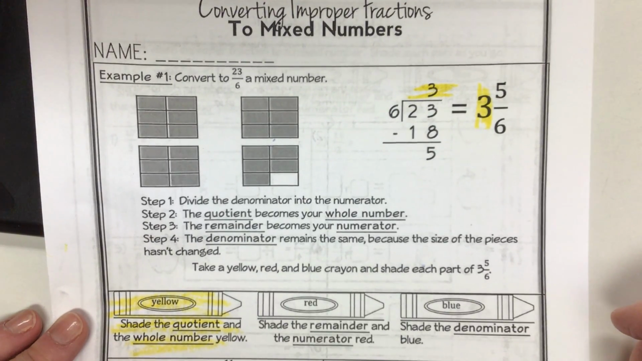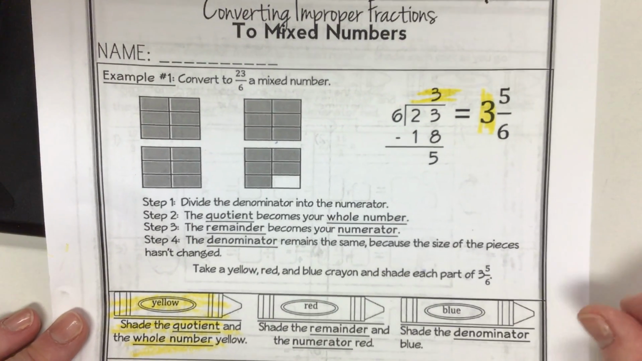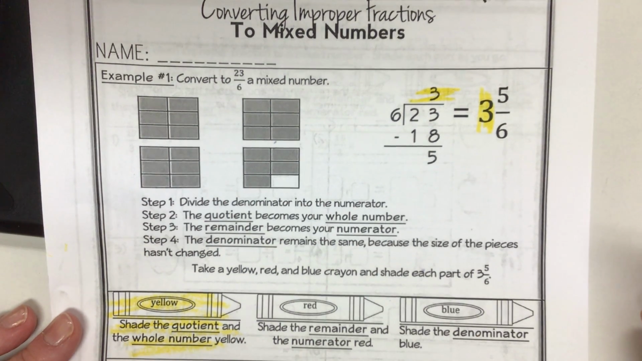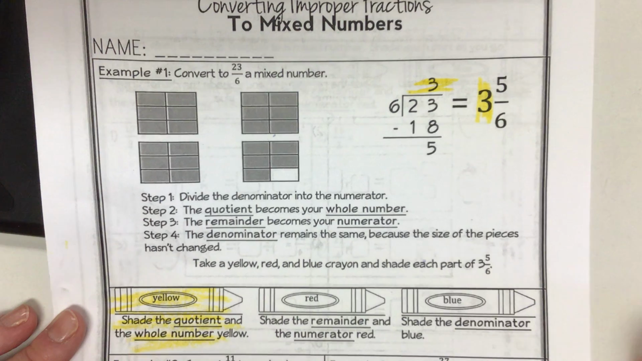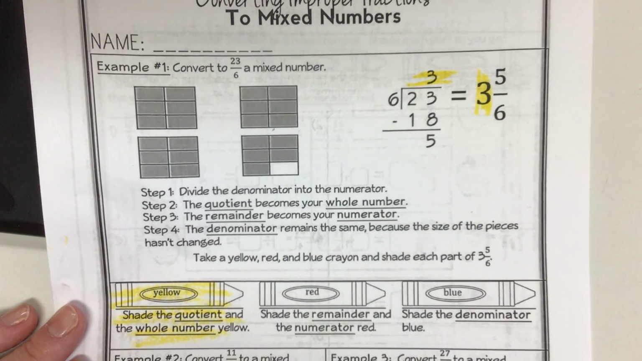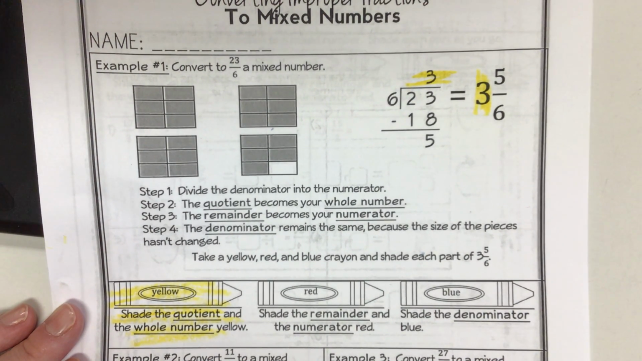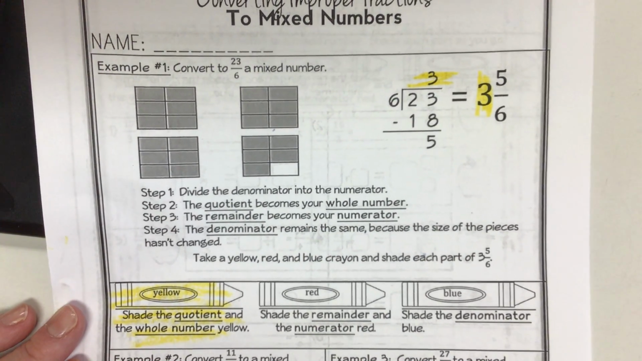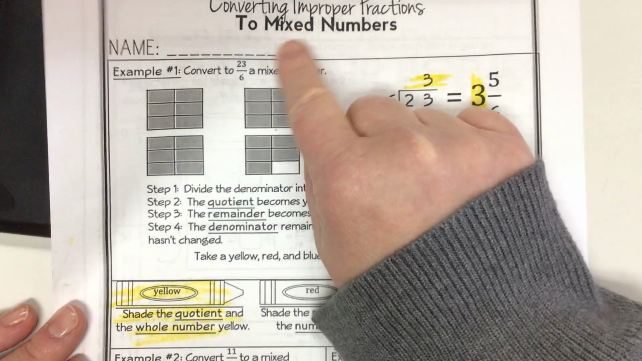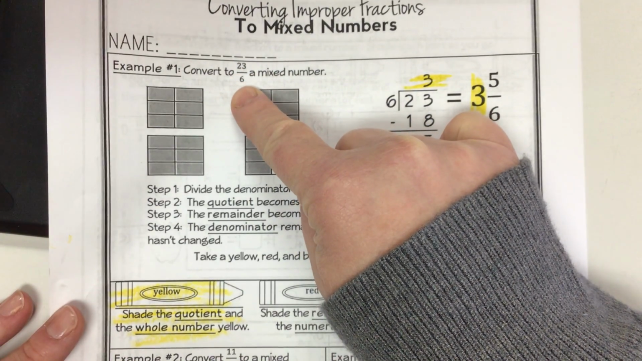Okay, so on this paper, what we're doing is we are using a color coding strategy to help us remember which number goes where when we're converting an improper fraction to a mixed number. An improper fraction is when the numerator is greater than the denominator.